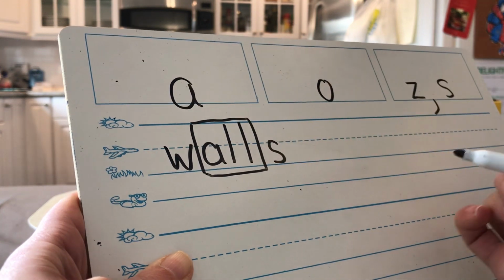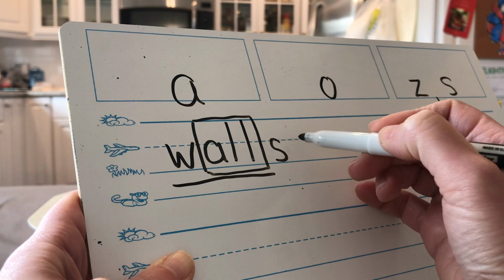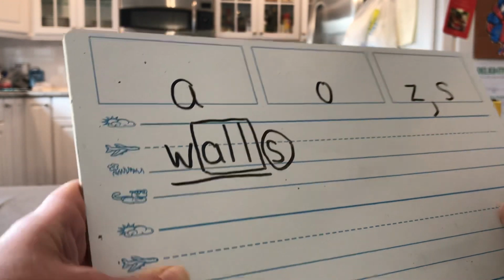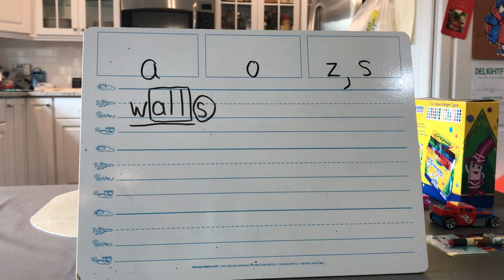I need to add my suffix. How do I mark it? I underline my base word wall and I circle my suffix S. Walls. W-A-L-L-S. Okay, next word. Chips.